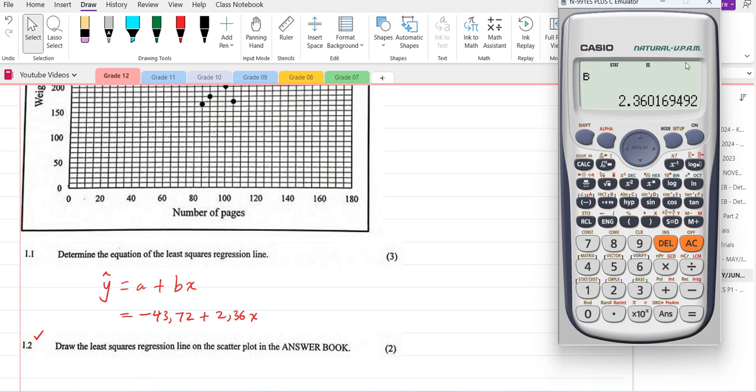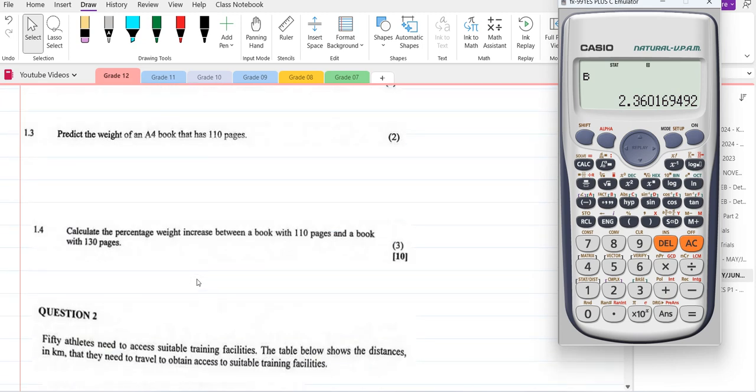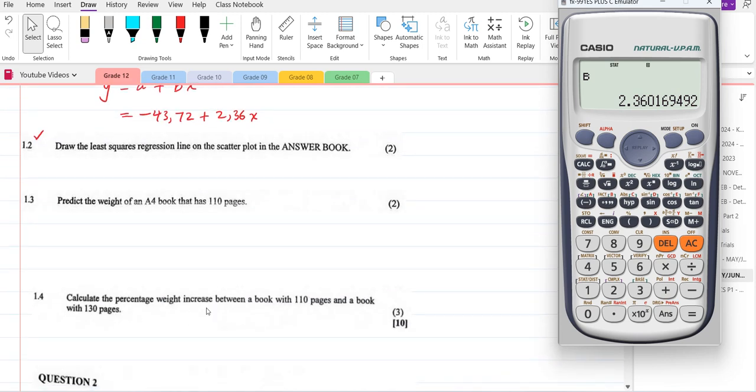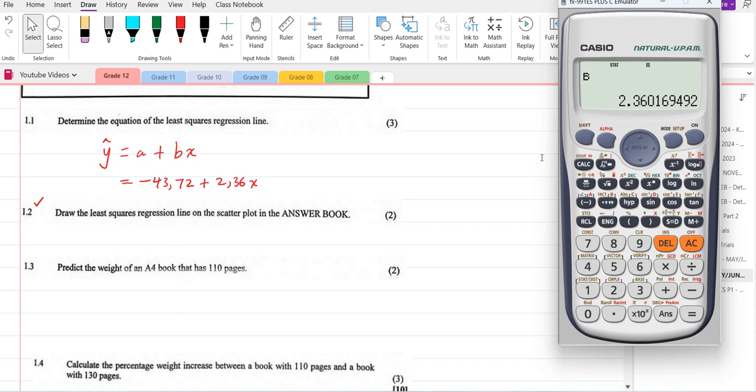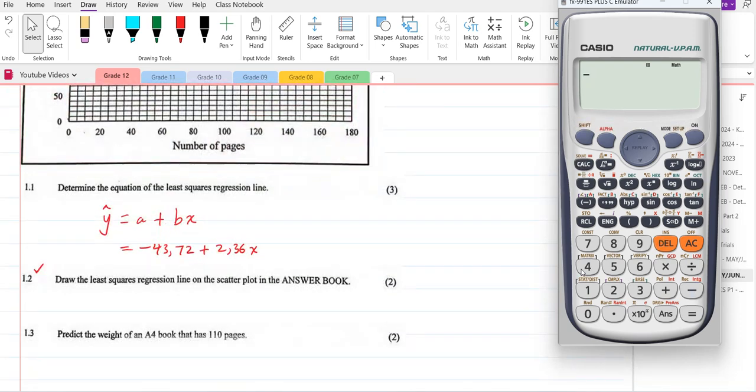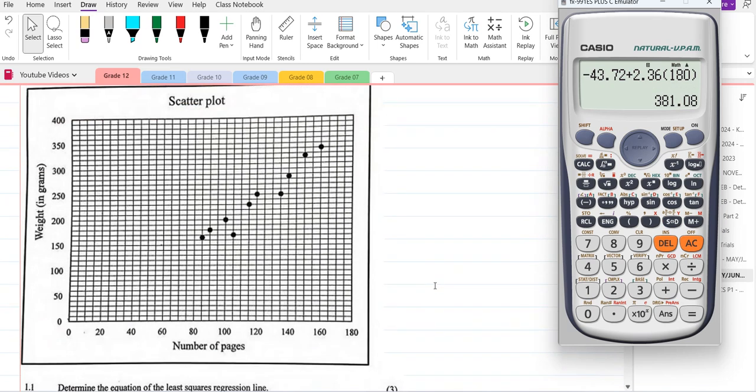Should we clear this mode? Maybe let's check, we might need that mode. Did they ask for the correlation coefficient? No, they didn't, so I think I can clear this mode. Right, so let's go to mode 1. Negative 43,72 plus 2,36 into 180. I'm just putting the last point there to see what answer I will get. I get 381,08, approximately 380 at 180.